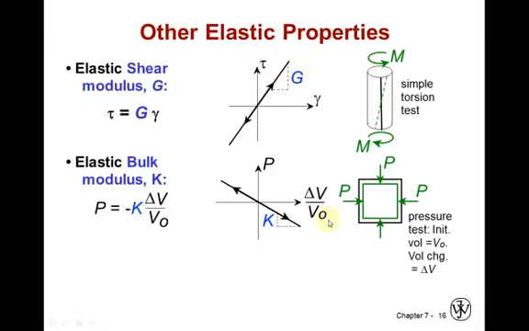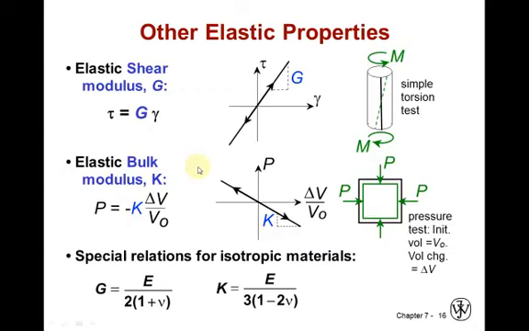The bulk modulus is similar in that it is a modulus based on volume rather than an angle or a deflection. And here are some special relationships. The bulk modulus is related to Poisson's ratio and the elastic modulus, and the shear modulus is also related to the elastic modulus and Poisson's ratio.